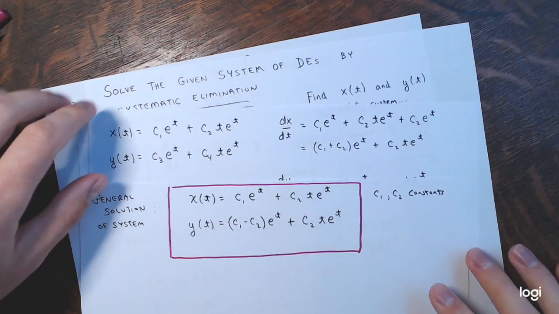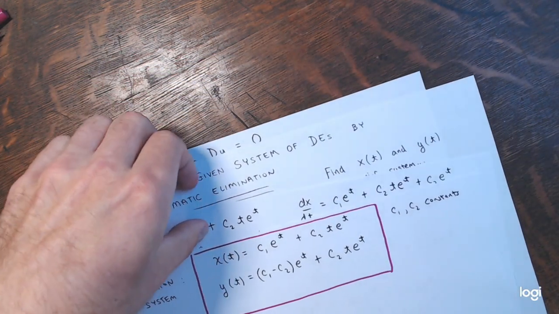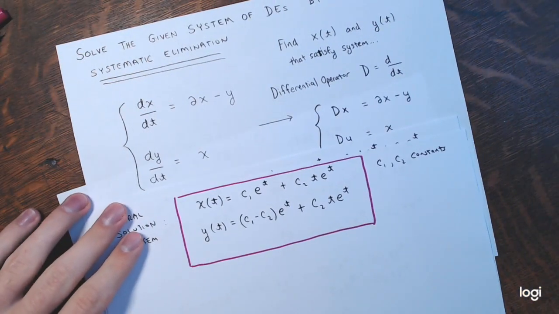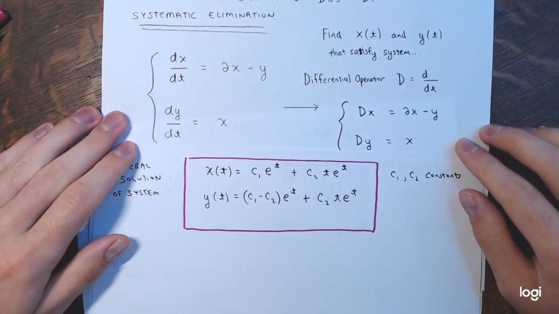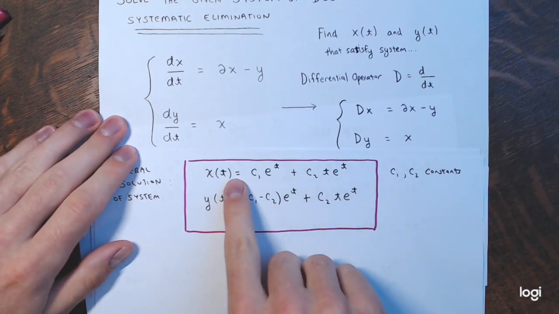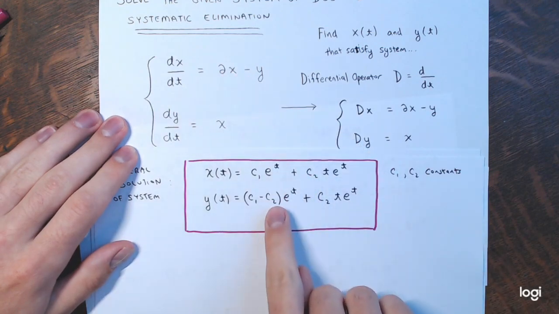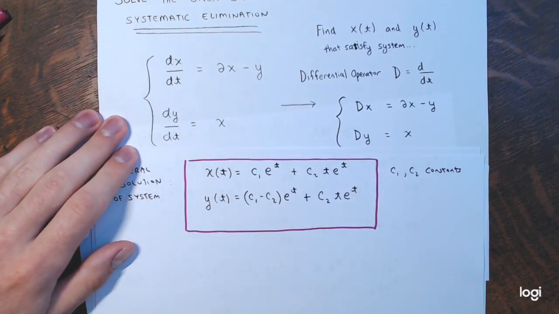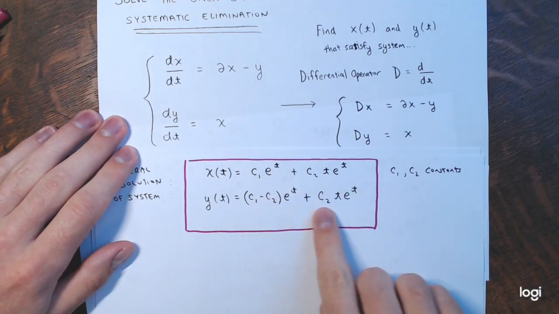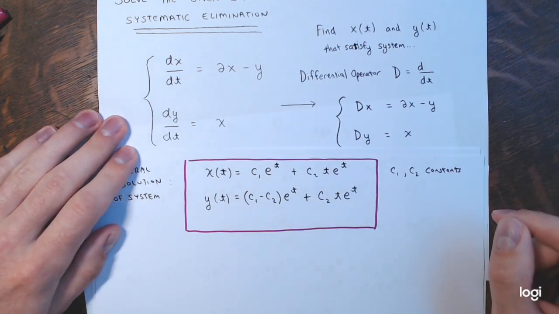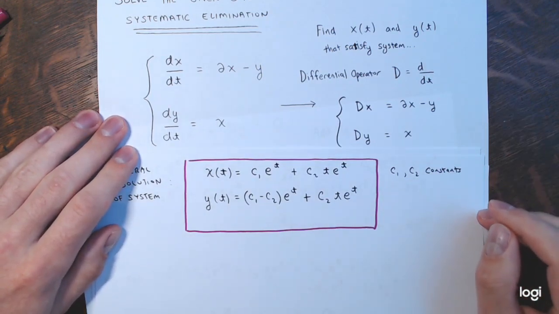Now if you want to verify that this is indeed a solution, no matter what you choose for C1 and C2, take the derivative of this, and then put 2 times this minus this, and the first equation should be true. And then take the derivative of y, put it here, and then put x here, and the second equation should be true as well. And again, I'll leave that to you.